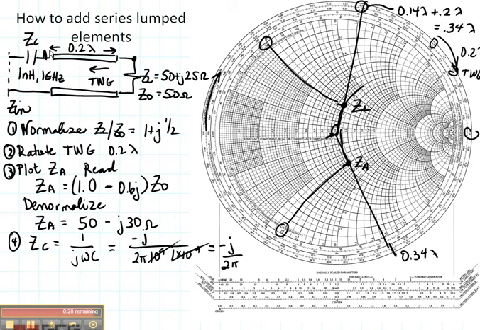Now I can see that my ZA, which is right here, and my ZC are in series. So if I want to know my input impedance, I simply add ZA plus ZC. Just be sure that they are both in ohms.